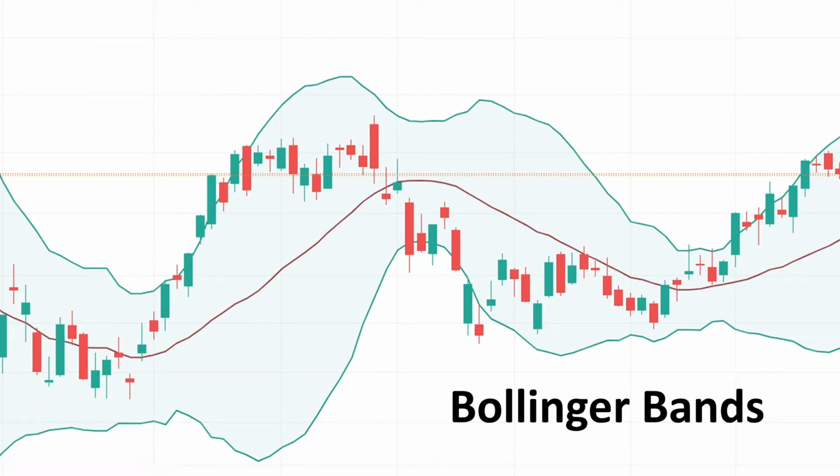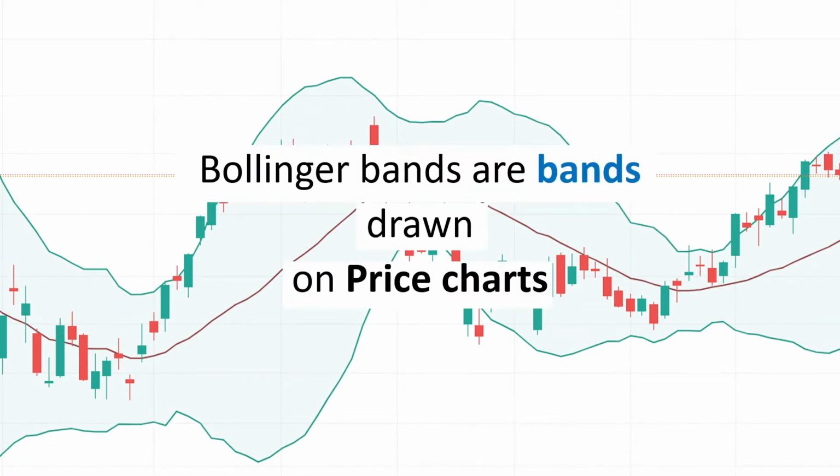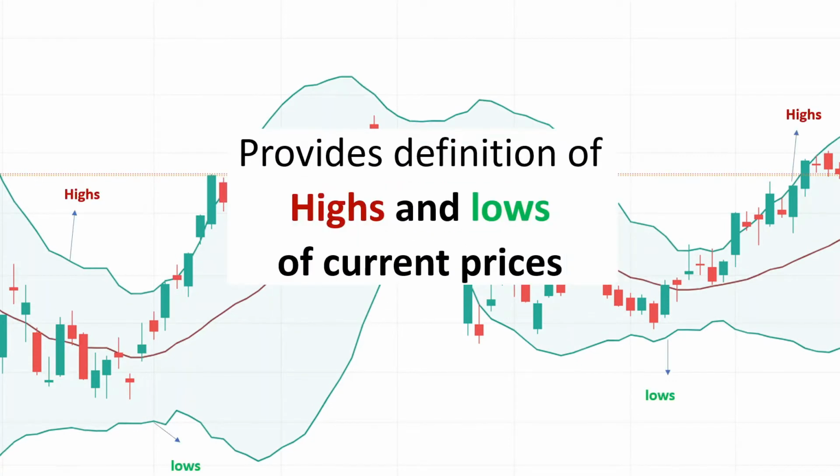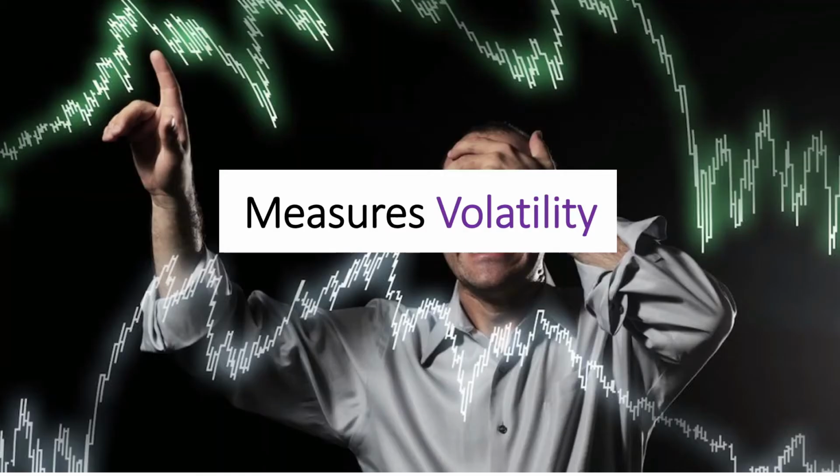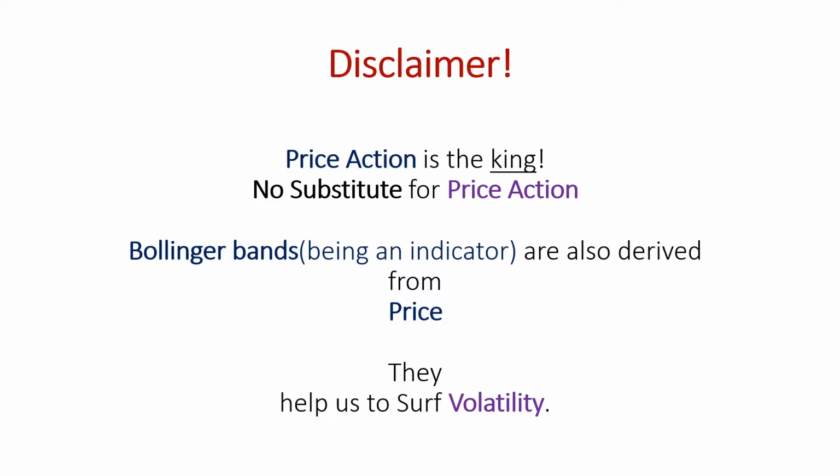Hi guys, let's see Bollinger Bands. So Bollinger Bands are bands drawn on a price chart. They provide a definition of highs and lows of current prices. They help us measure volatility.